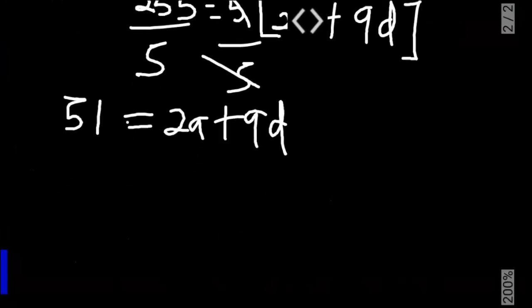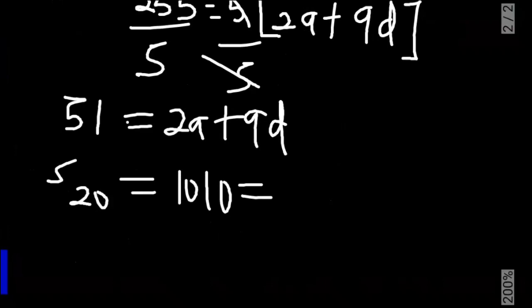It says, given that the sum of the first 20 terms is also equal to 1010. So we would have number of terms over 2, that is 20 divided by 2, which is 10, multiplied by 2 times the first term, then n minus 1, 20 minus 1, we have 19d.